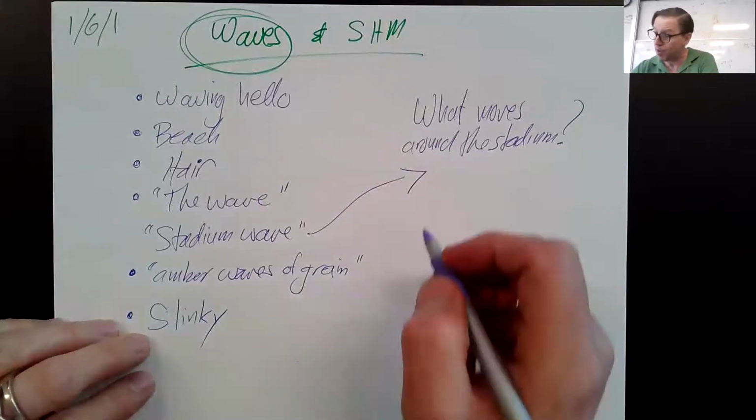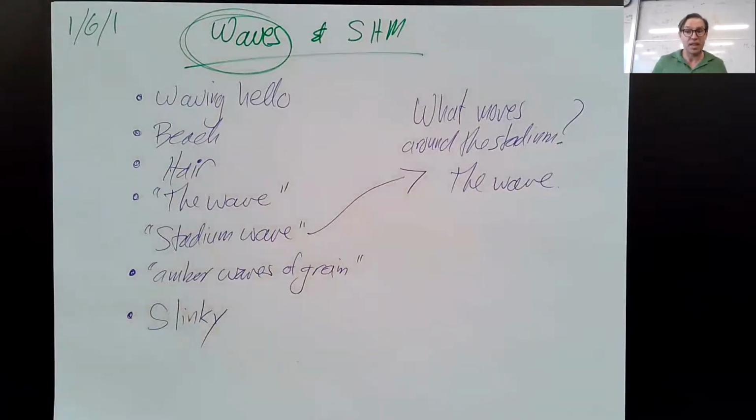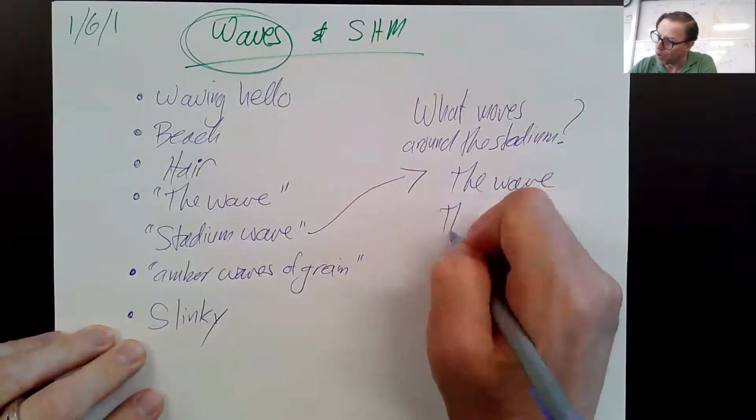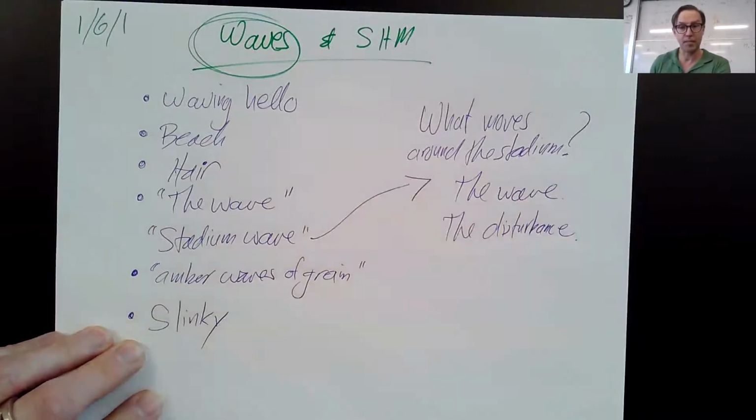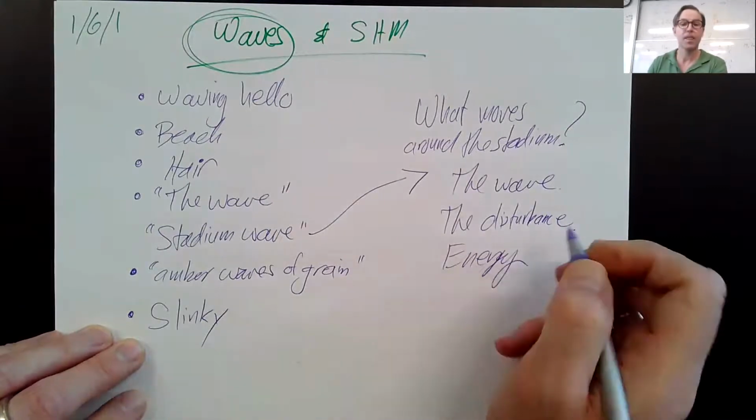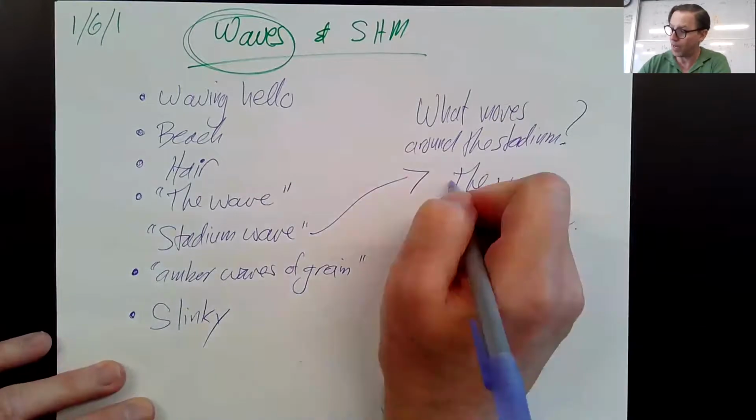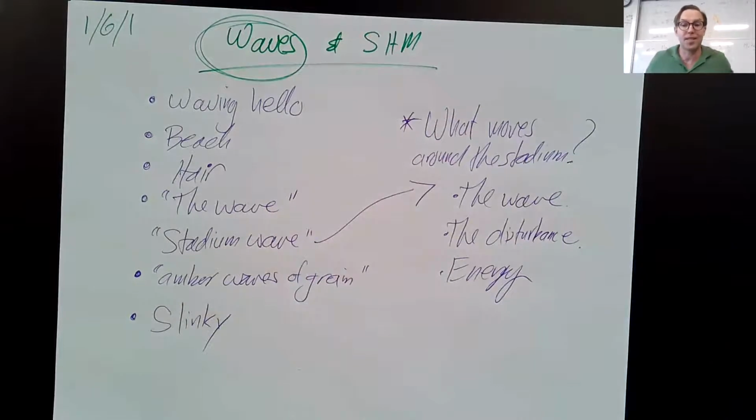We could say the wave, or we could call it the disturbance. We call it a disturbance because people are sitting in their seat and then all of a sudden, they stand up. They're disturbed or displaced from the equilibrium they originally found themselves in. So the wave moves around the stadium, or the disturbance moves around the stadium. Or we could say energy moves around the stadium. Three different answers to that first very important question. What moves around the stadium?